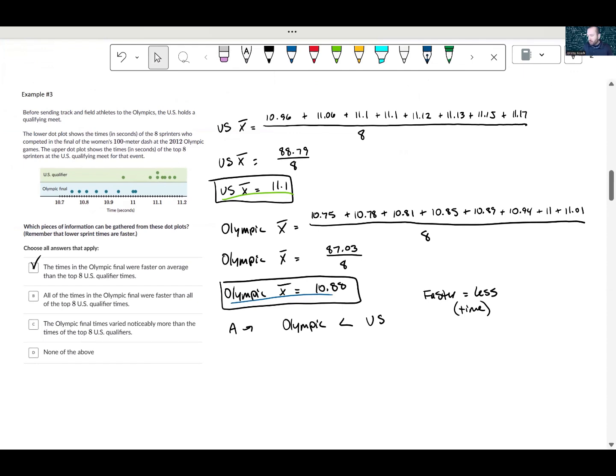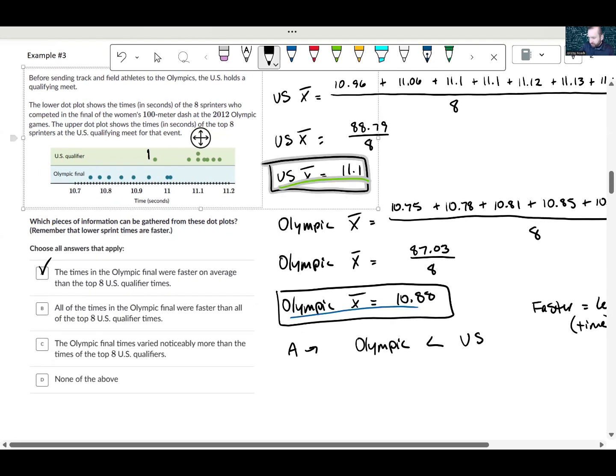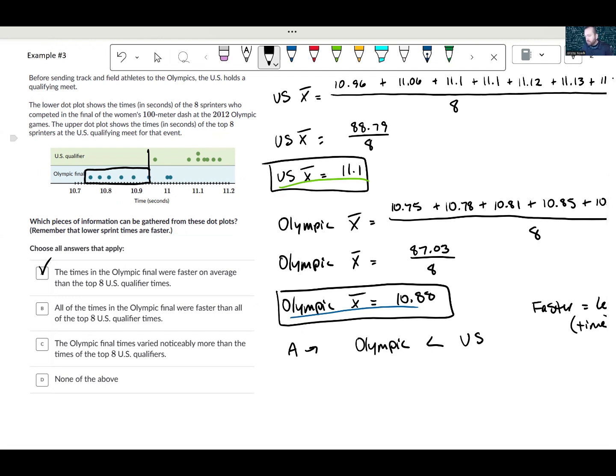It says all of the Olympic times were faster than all of the US qualifier times. Well, it looks like all of these times on the Olympic side were faster. But we have these two outliers in the Olympic final that were about 11 seconds. And then we have one US time that looks like it was faster than those two times that were at about 11 seconds. So we cannot say that all of the Olympic times were faster. So B is not true.